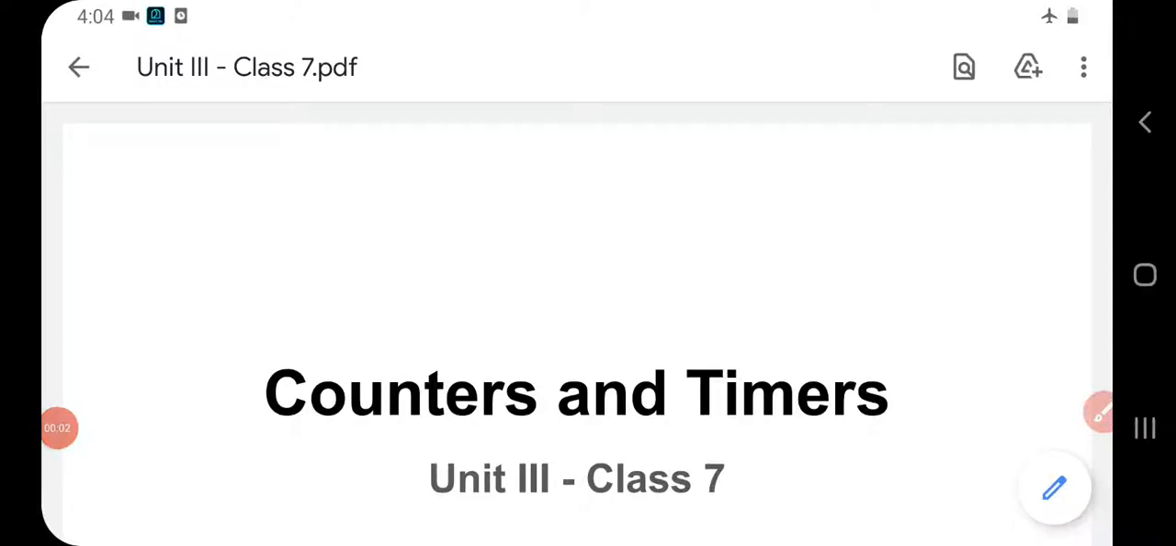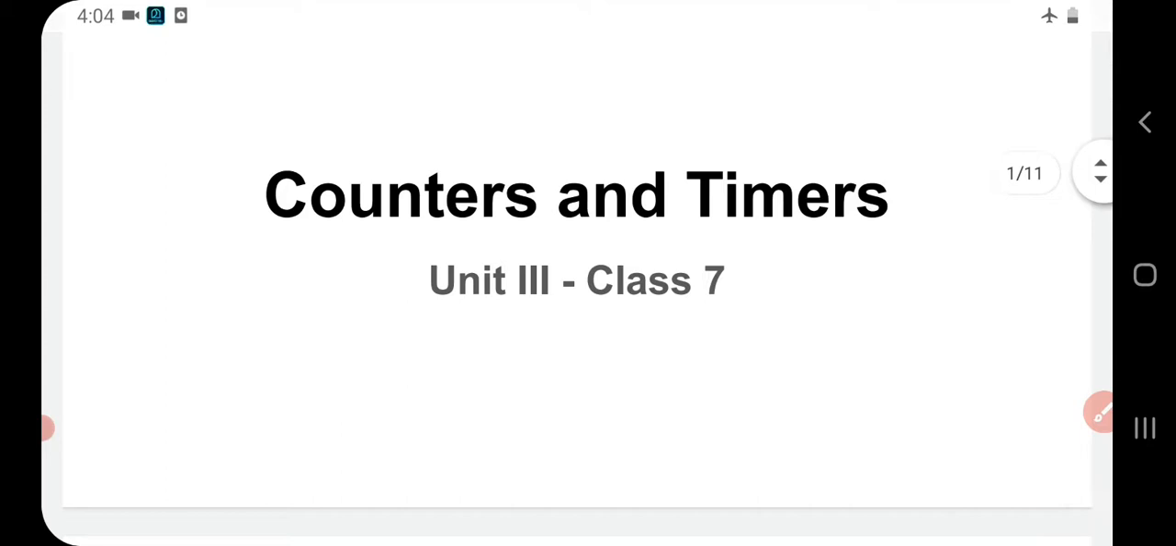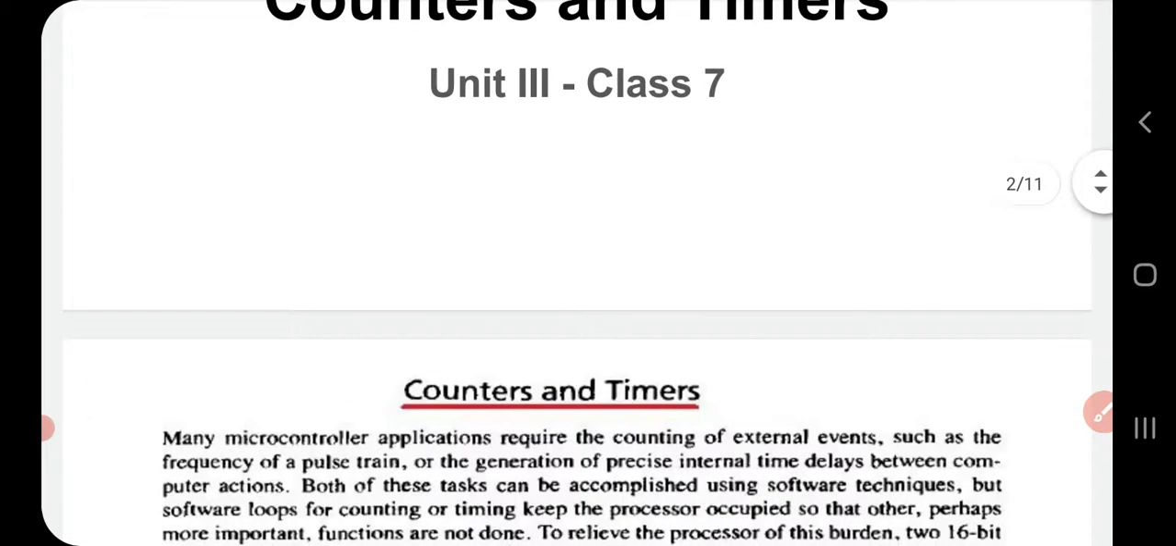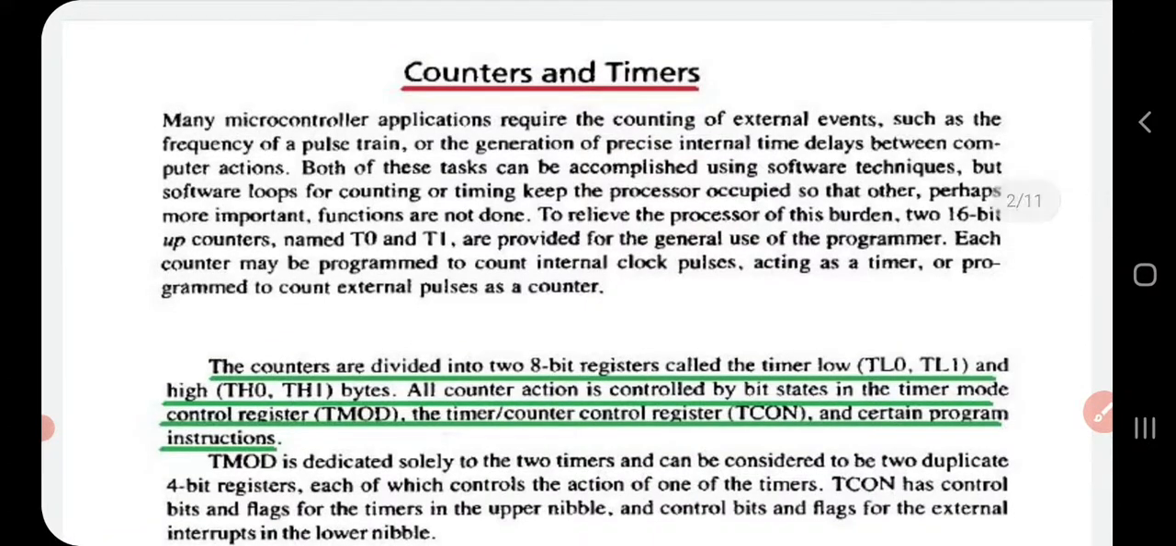Good morning. Now, this is our class 7 on counters and timers. Here, I have presented only the main points.